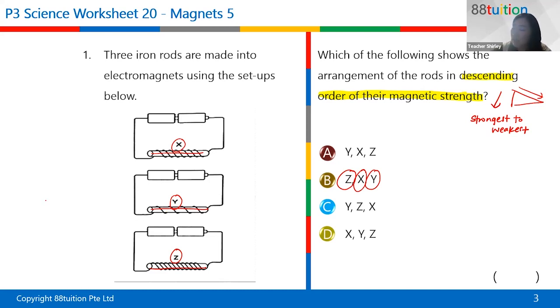Basically, the concept is that the more coils around the electromagnet, the stronger it is. We call it an electromagnet because it's a magnet that is caused by electricity. The more coils around the electromagnet, the stronger it is.